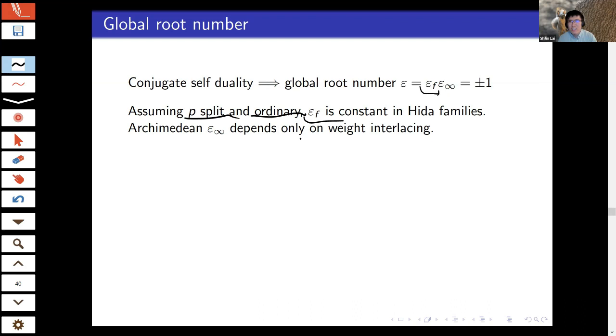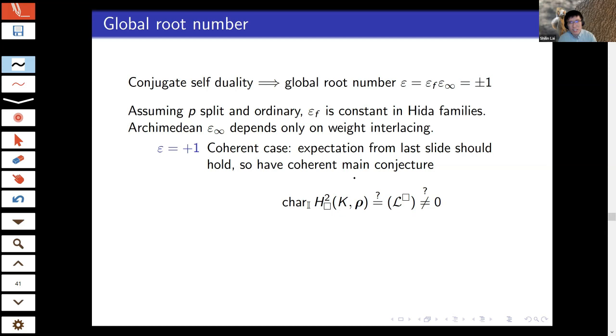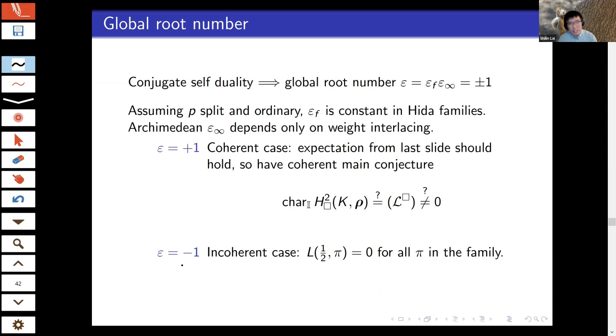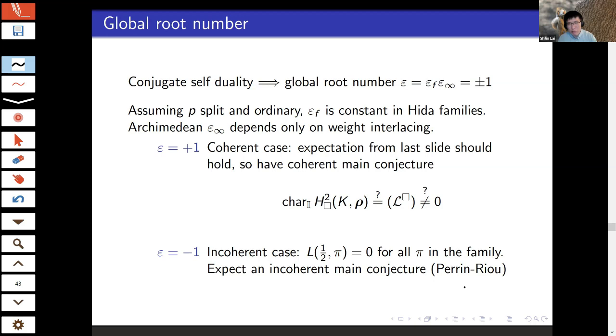So we have two cases. In the coherent case, the global root number is +1, and everything I said works. In the incoherent case, the global root number is -1. So the family with the correct weight interlacing is interpolating zero for the p-adic L-function. But because of the Bloch-Kato conjecture, we expect that because this is zero, the Selmer group should have rank 1. So we have some kind of incoherent main conjecture, which is following the usual main conjecture.